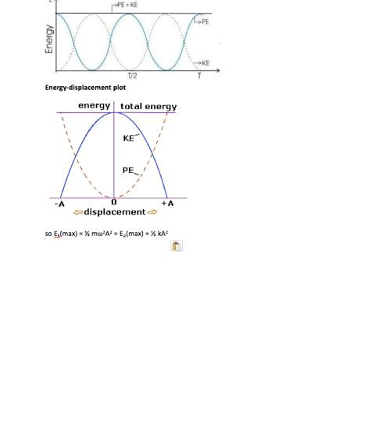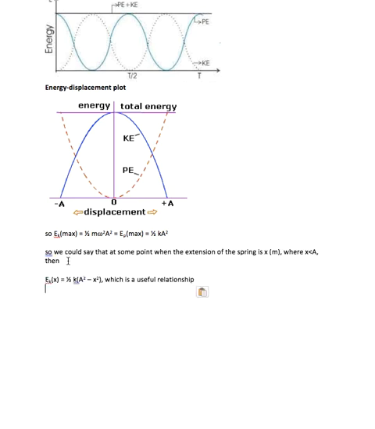Now, if we were to consider some other point in the oscillation where the extension of the spring is x, where x is less than a, then the kinetic energy would be a half k times a squared minus x squared. And that's a useful relationship to have. You can see that your kinetic energy then is a parabola, and so is your potential energy.